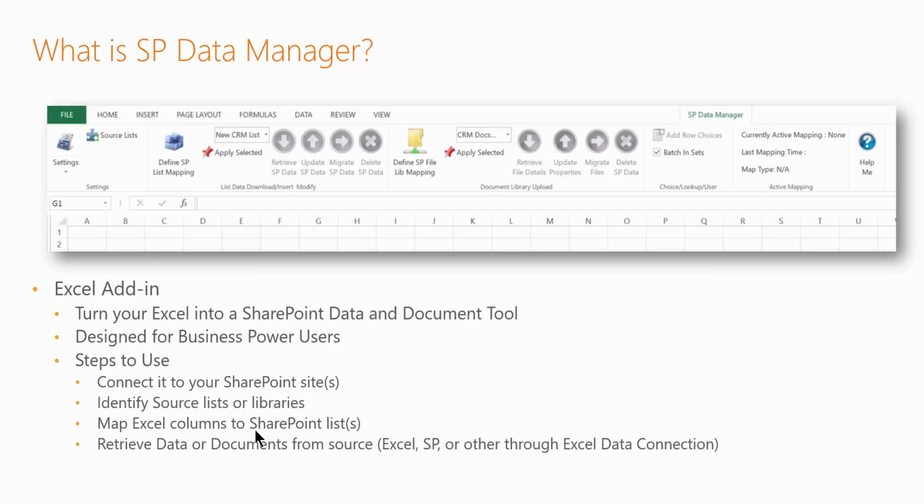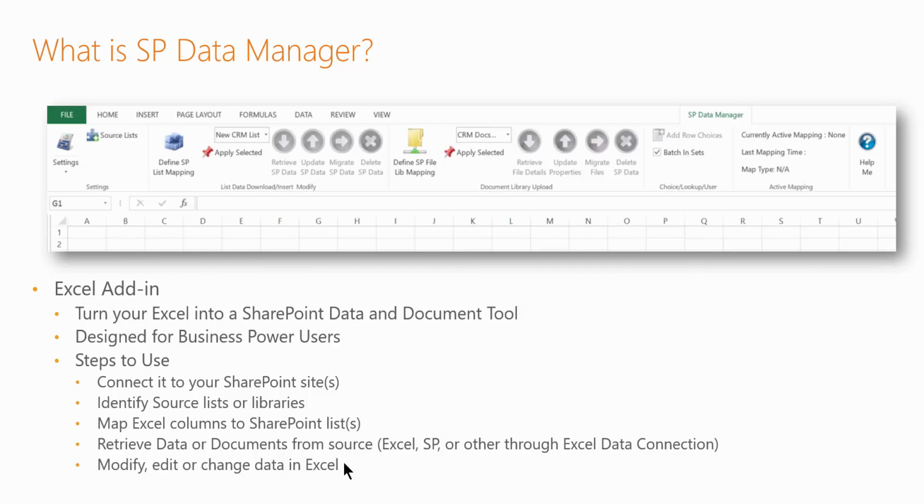Next, you retrieve data or documents from the source. If it's from one SharePoint list to another, you could actually bring the data down. If it's something that you're bringing in from another system, you might use the data connectivity capabilities of Excel to bring it in from databases, or you might just have an export from another legacy system or something like that. Once you get the data in, it brings it into the columns.